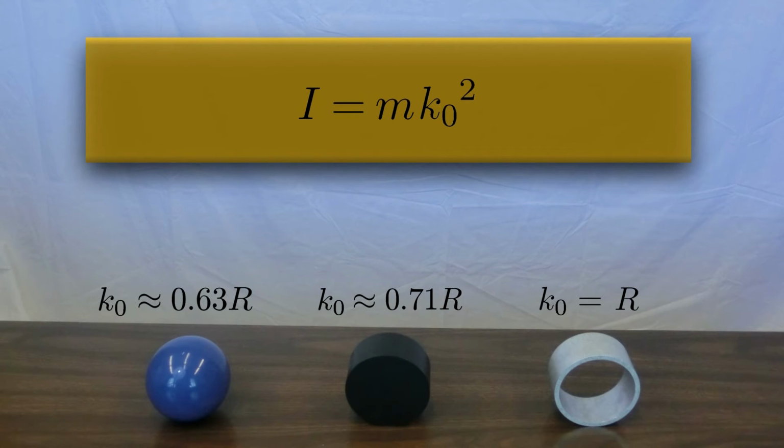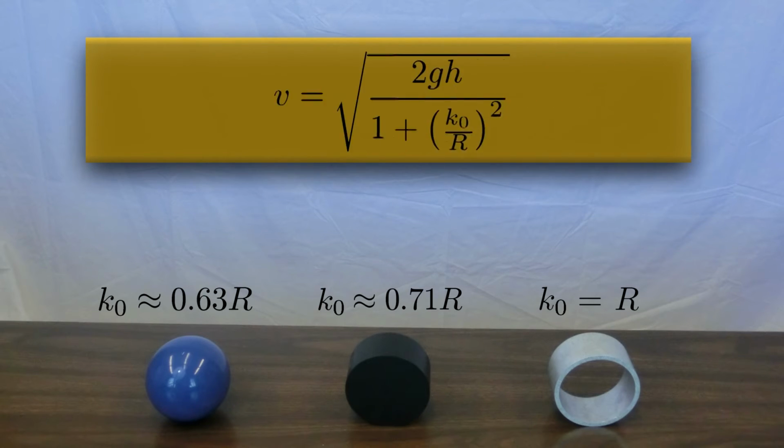From this notion, as well as the conservation of energy, we can derive an expression for the final velocity of the object that varies only on the height of the slope and the radius of gyration of the object relative to its outer radius. As you can see, since all the shapes' k0s are in terms of r, the radius will cancel out in the final expression for velocity. This means that an object's speed down the slope is independent of its size, which is exactly what we have observed.